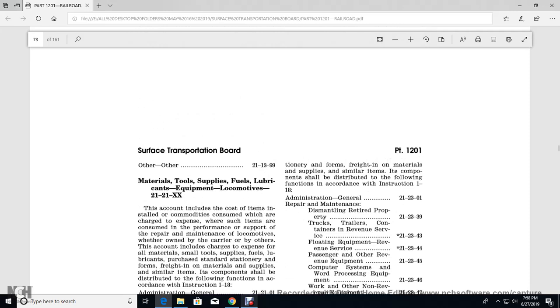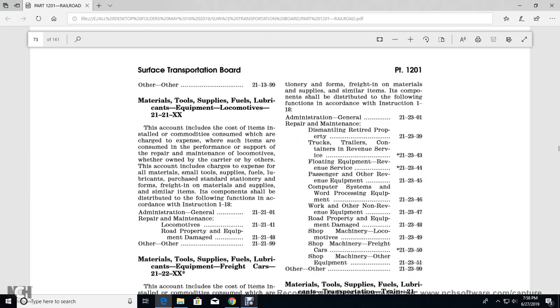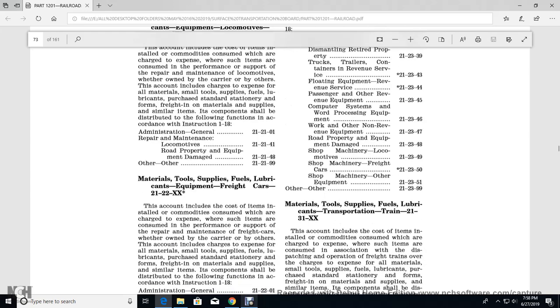118. Administrative general with the repair, maintenance, dismantling, retired property, trucks, trailers, containers, revenue, serve the floating equipment, the revenue, serve the passenger, other revenue, equipment, the computer and system and word processing equipment, work, other non-revenue equipment, the road property equipment, system equipment damages, shopping machinery, locomotive, shopping machinery, freight cars, shopping machinery, other equipment, and other.